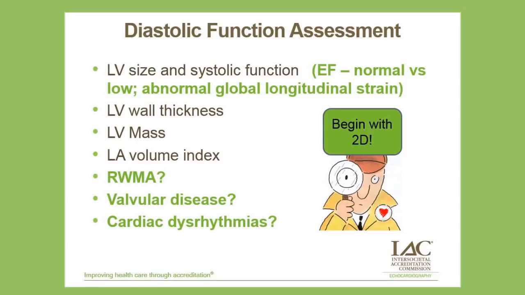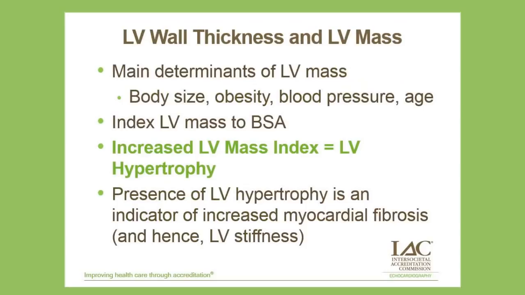LV wall thickness is important, and that plays into the LV mass, which we'll talk about in just a second. LA volume index is another important parameter. But then as you're looking at these things, note if there's regional wall motion abnormalities. Is there valvular disease that might confound some of the parameters you're looking at? And are there cardiac dysrhythmias?